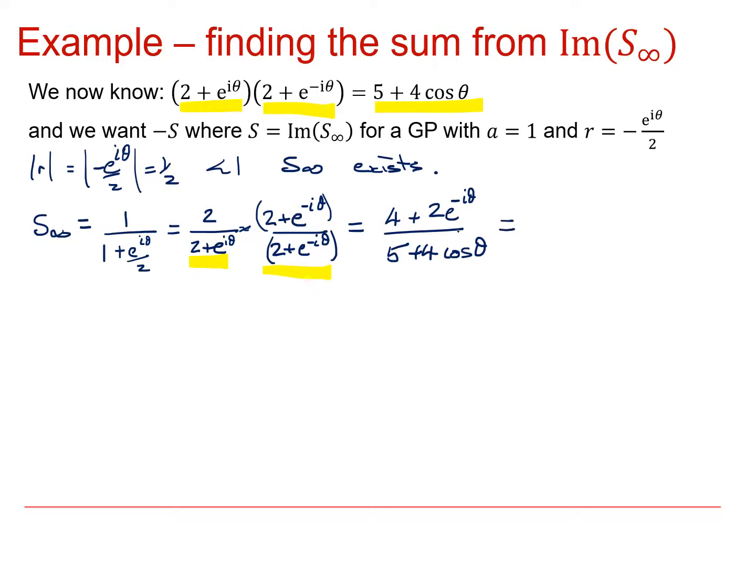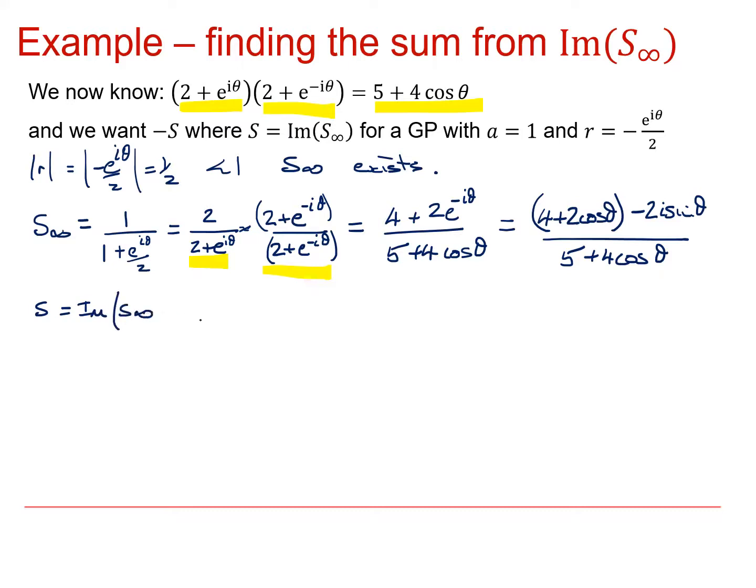And that, just tidying up what this means, is going to be 4 plus 2 cos theta minus 2i sine theta, and that's all over 5 plus 4 cos theta. Now the nice thing about that expression is I can split out the real part of that and the imaginary part of that with ease, and I want the imaginary part, remember, of this sum to infinity. So we know that S must be equal to the imaginary part of the sum to infinity.